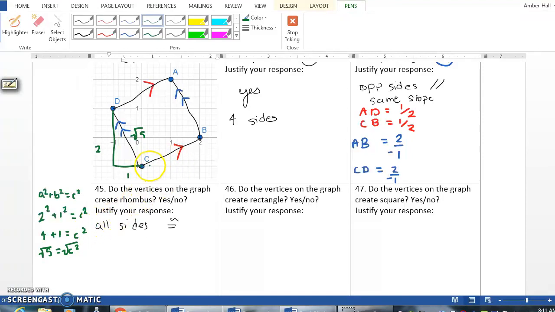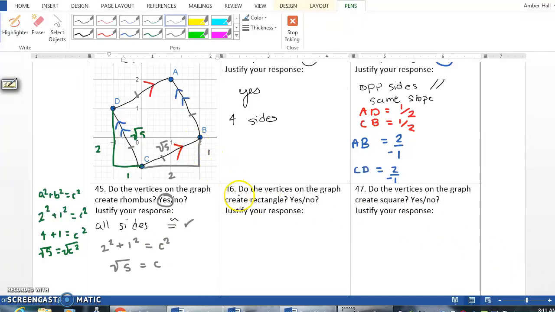Now we can do this side. This is going to be 2 and 1. So my equation is going to be 2 squared plus 1 squared equals c squared. It is the same equation, so c is going to be equal to the square root of 5. These are, in fact, the same length. Because we know it's a parallelogram already, we proved it in the previous question, we know that opposite sides are going to be congruent. Therefore, yes, it is a rhombus because all sides are congruent.